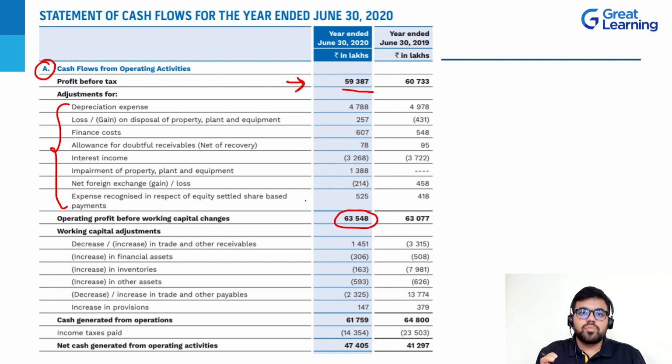After that, the working capital that is required for the company also has certain adjustments in inventories, trade practices, and financial assets. These things are also adjusted. It can be plus or minus. An increase is mentioned in brackets. This is minus, decrease, plus, plus, plus, plus. This is minus. After this, we get a net amount of 61,759. Now, this is the cash that is generated from these operational activities. They would incur certain taxes on it. So after subtracting the taxes, we get a net amount of 47,405. So this was part A.